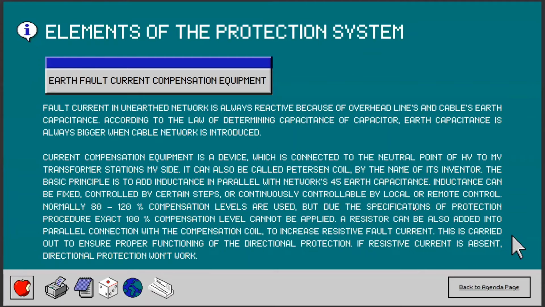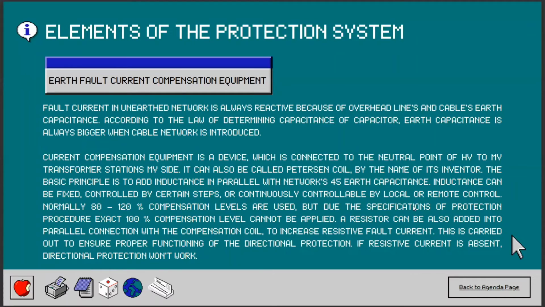Current compensation equipment is a device which is connected to the neutral point of the high voltage to medium voltage transformer stations. It can also be called a Peterson coil, by the name of its inventor. The basic principle is to add inductance in parallel with the network's earth capacitance. Inductance can be fixed, controlled by certain steps, or continuously controllable by local or remote control. Normally, 80 to 120 percent compensation levels are used.